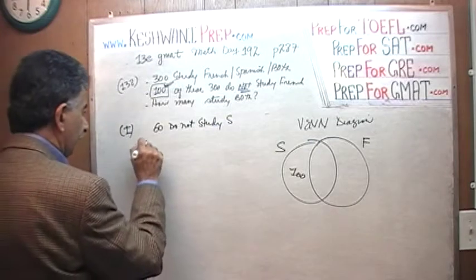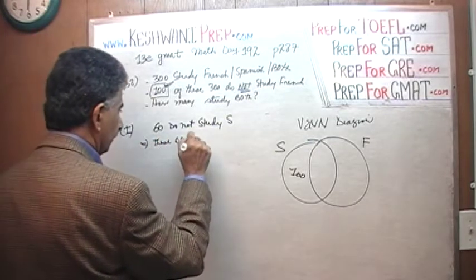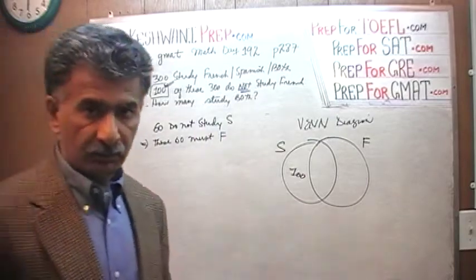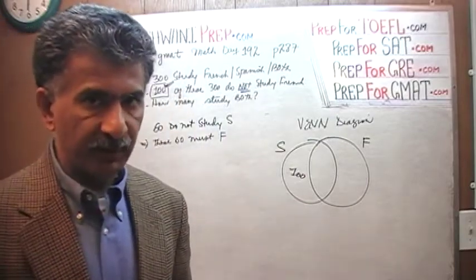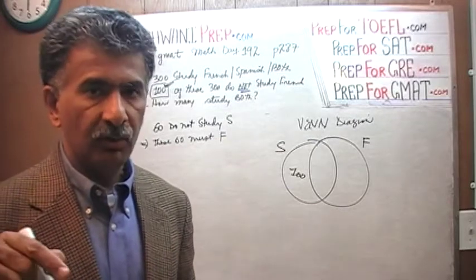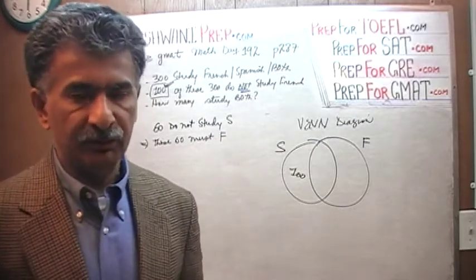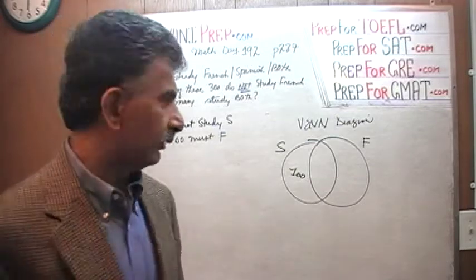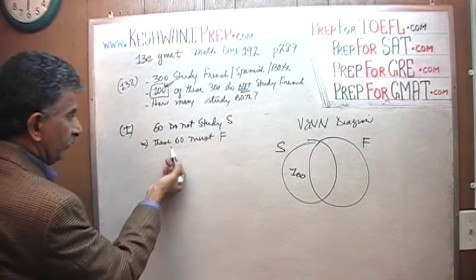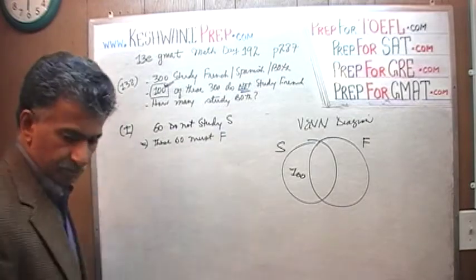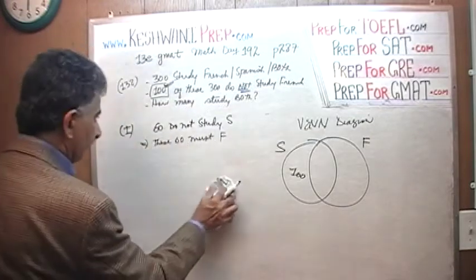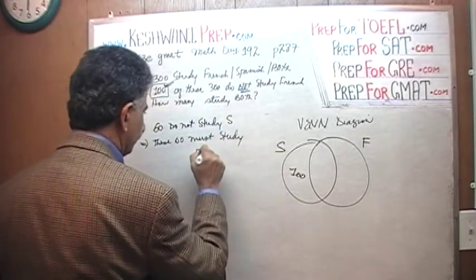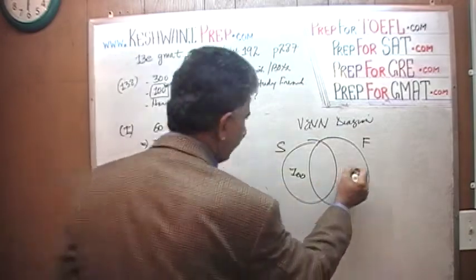That implies that these 60 must study French, because they have to take one or the other or both. We are told that of these 300 people, every one of them takes either French or Spanish or both. There is nobody in a group of 300 students who takes neither of those courses. So if 60 of them do not study Spanish, those 60 must study only French, and that part is right there.